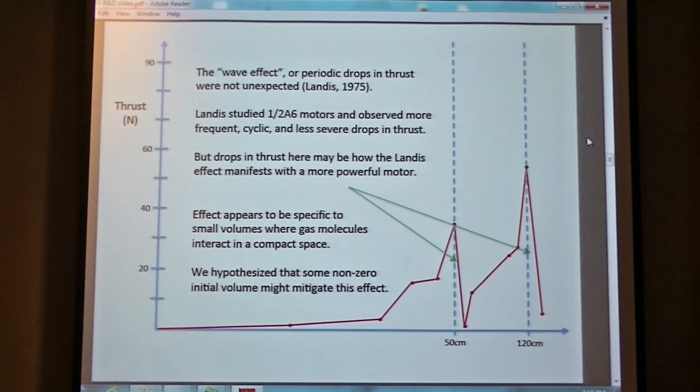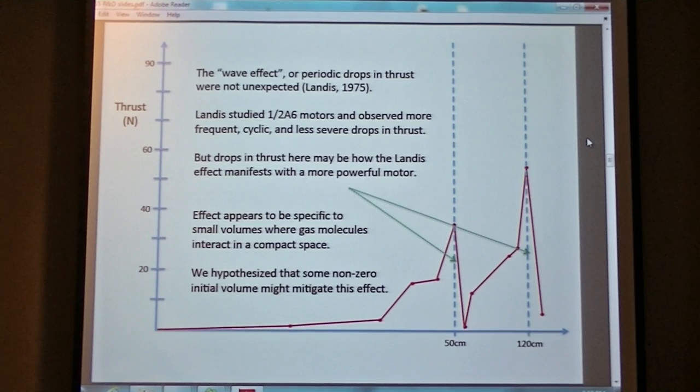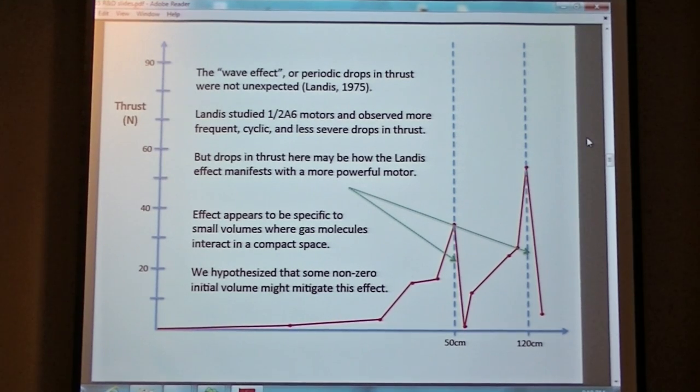Now the wave effect that we see here, in other words these periodic drops in thrust, were not entirely unexpected. There's a 1975 R&D by Jeff Landis. Landis studied half-A6 motors and observed more frequent, cyclic, and less severe drops in thrust. However, I think the drops in thrust here may be how the Landis effect manifests with a more powerful motor. The effect appears to be specific to small volumes where gas molecules interact in a compact space.